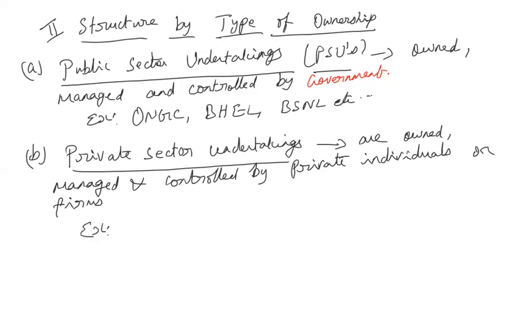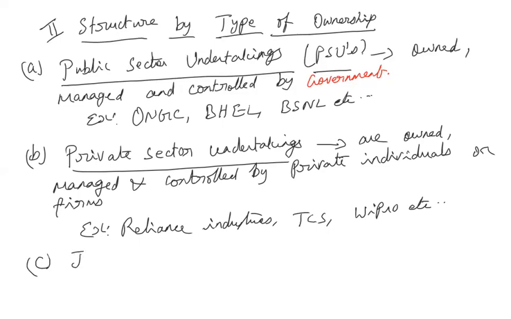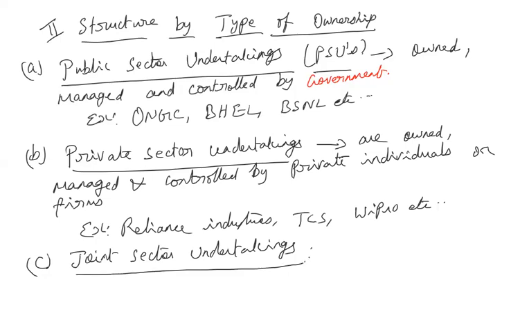So here you have Reliance, and many examples you can give: Infosys, TCS, Wipro. They are all owned and managed by private individuals. So they come under the category of private sector undertakings. And the third category is the joint sector undertakings. Joint sector undertakings are industries owned, controlled and managed by both the government as well as the private entrepreneurs.